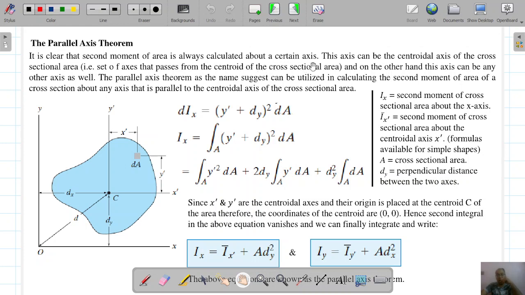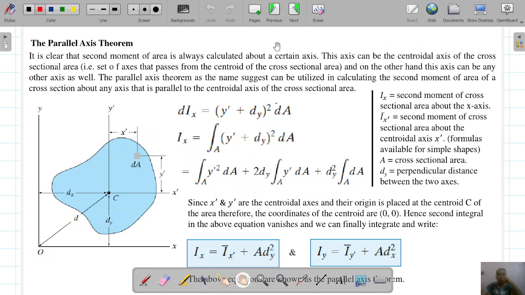We have just taken the practical picture in the previous book of our R.C. Hibbeler. This axis can be the centroidal axis of the cross section, and on the other hand, this axis can be another axis as well. So the parallel axis theorem, as the name suggests, can be utilized in calculating the second moment of area of the cross section about any axis that is parallel to the centroidal axis of the cross sectional area.